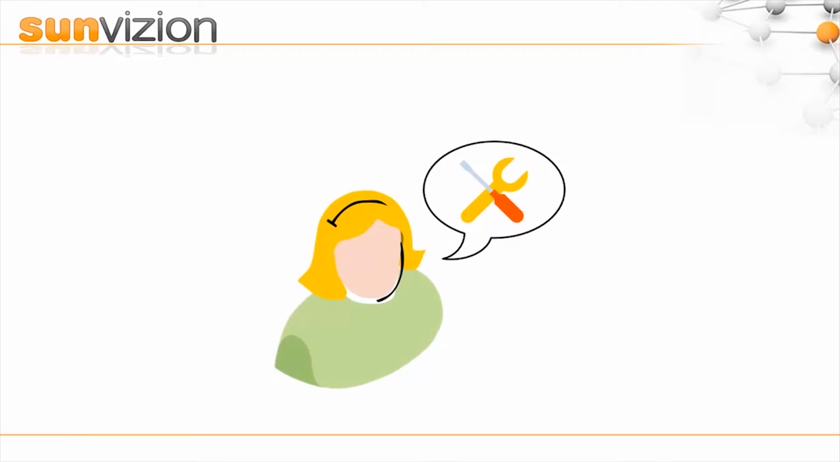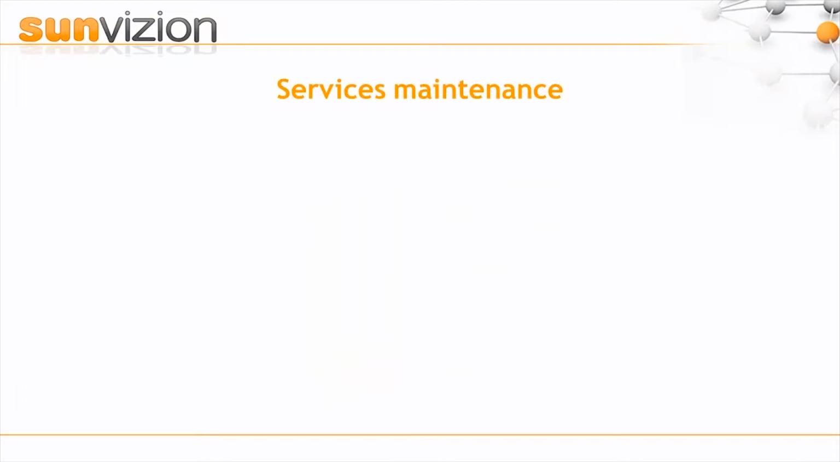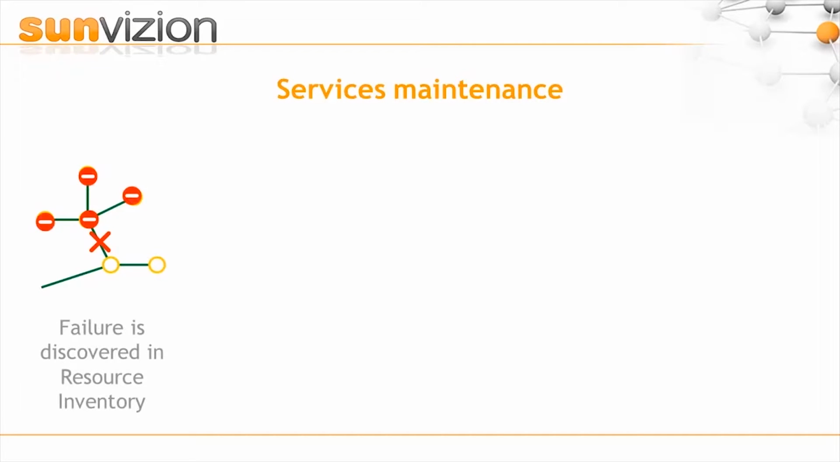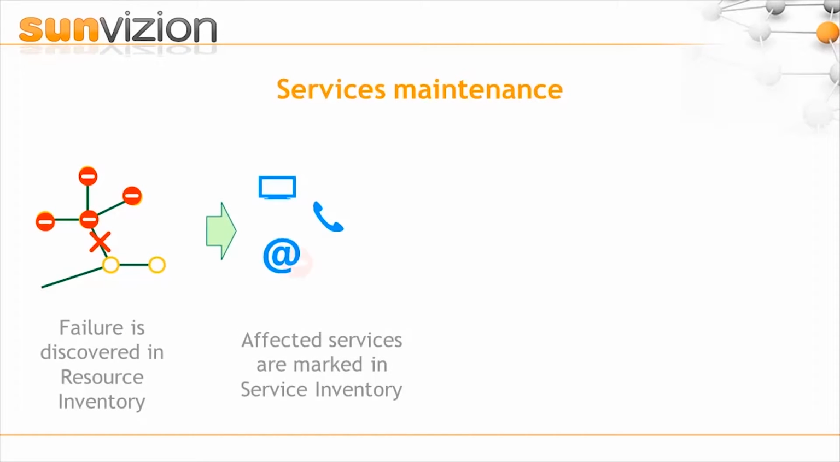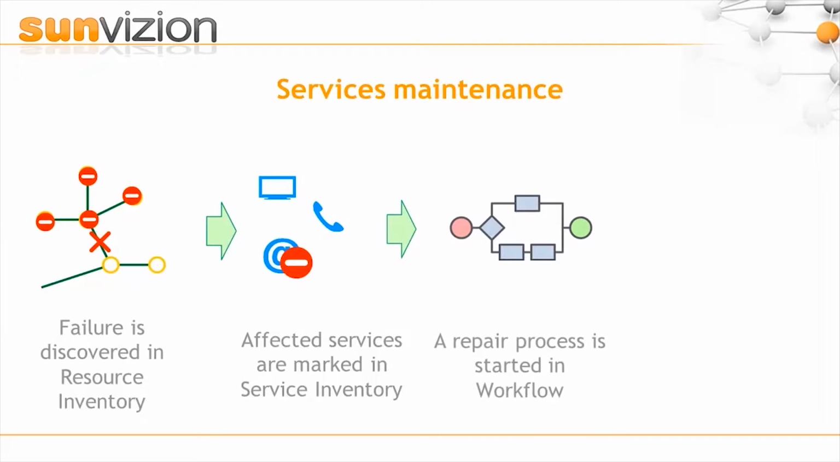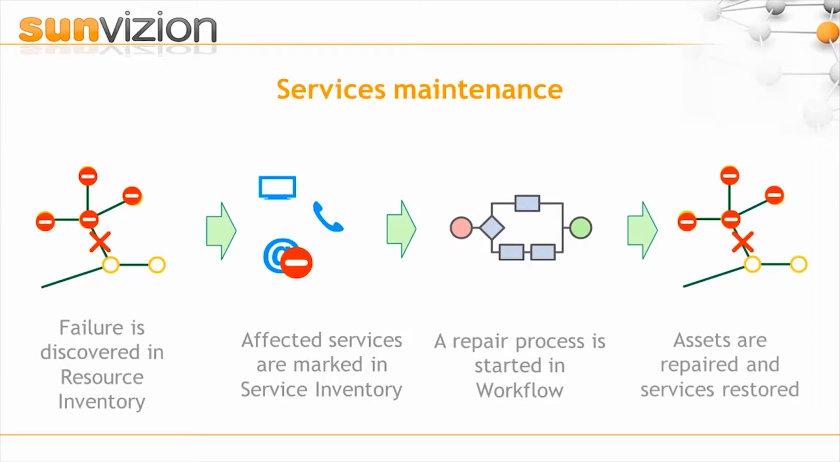Services maintenance based on example of optical network failure. A service maintenance process consists of the following steps: failure discovery and resource inventory, assessing and marking which services are affected by the failure, starting a repair process, repairing assets, and restoring services.